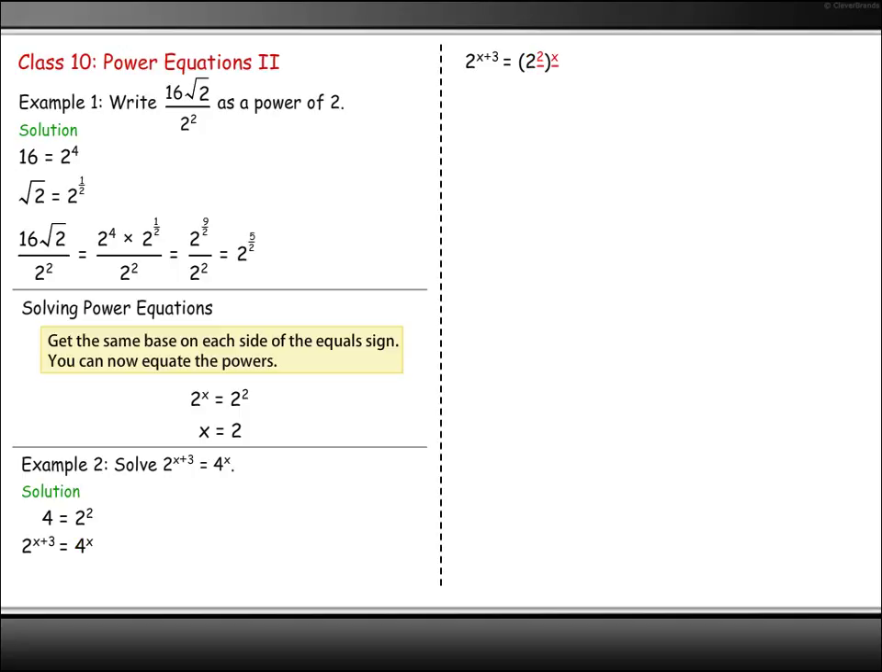Using power rule number 5, multiply the powers to get 2x. You now have the same base on each side, so you can equate the powers. Solve the linear equation to get x is equal to 3.